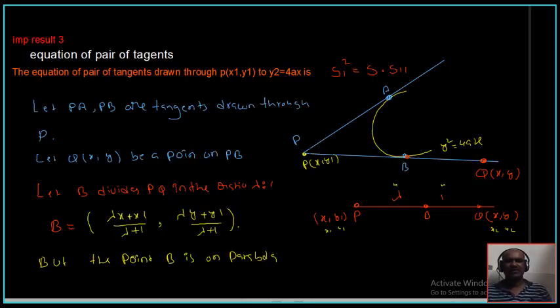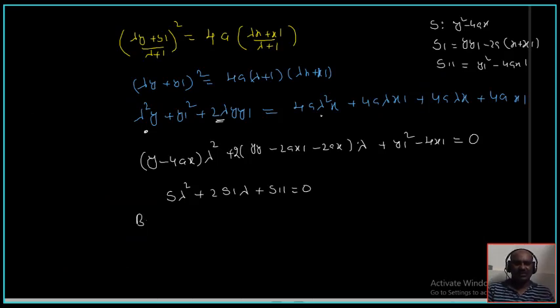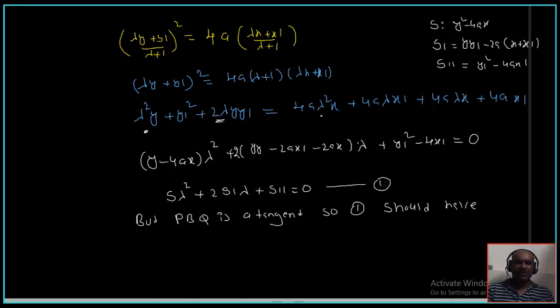Observe students, this is a tangent. Lambda has two values means only one value of lambda should exist. PBQ is a tangent, so this one should have repeated real roots, equal real roots. That is, delta should be equal to 0. Delta means B square minus 4ac equal to 0.